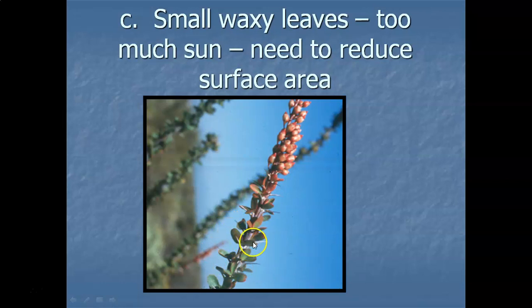It's the opposite of the tropical equatorial rainforest, where it's so shady that you want a large leaf to get some sun to carry on photosynthesis. This is the opposite. There's just too much sun throughout the year. And so the plants need to reduce this surface area to reduce evaporation rates.